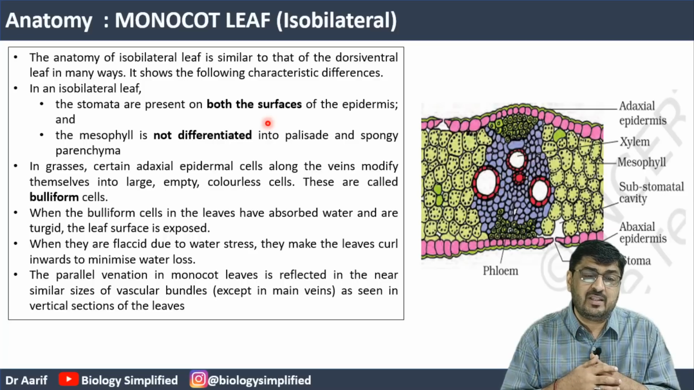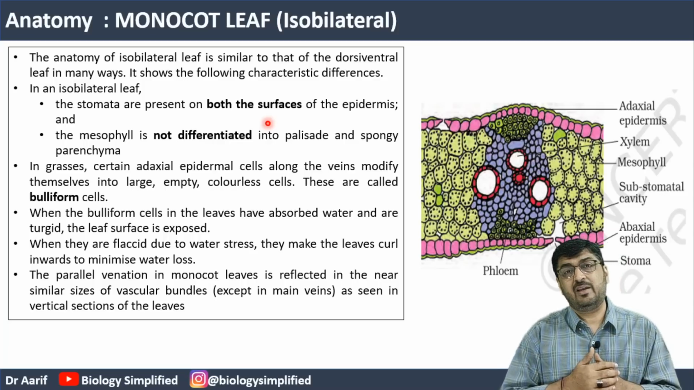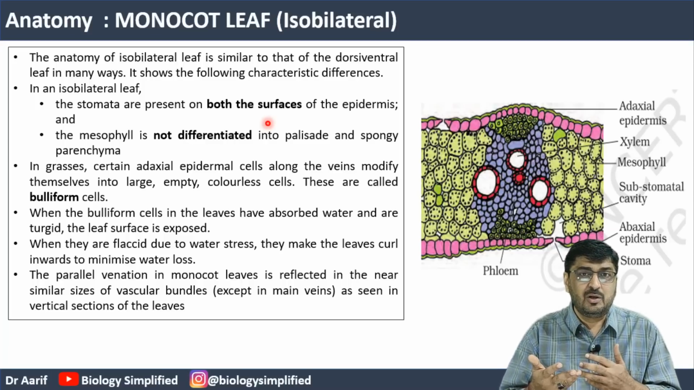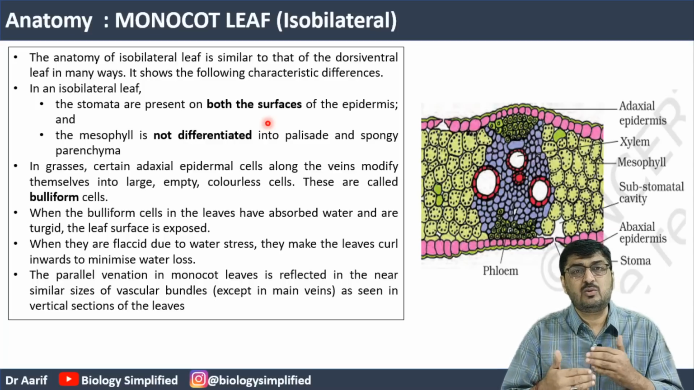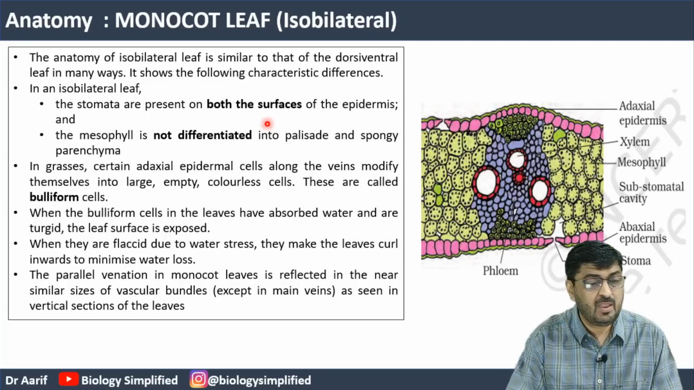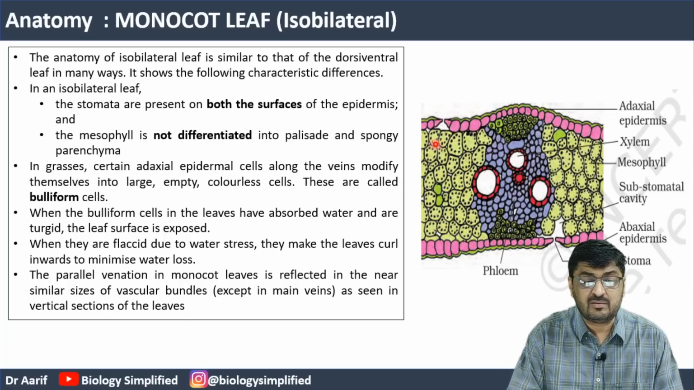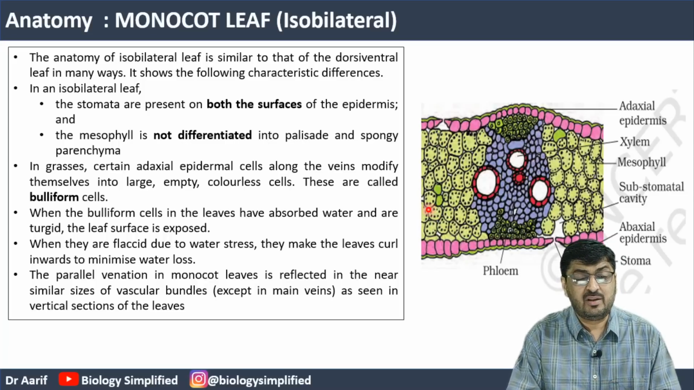Isobilateral में दोनों तरफ ज्यादा है, दोनों तरफ बराबर है तो क्या बोलेंगे इसको? Amphistomatic. Amphi का मतलब, you know, amphibian we say. So it is on both the surfaces. Mesophyll is not differentiated. Look at the mesophyll here. Not differentiated. No palisade. Only spongy here. No differentiation.